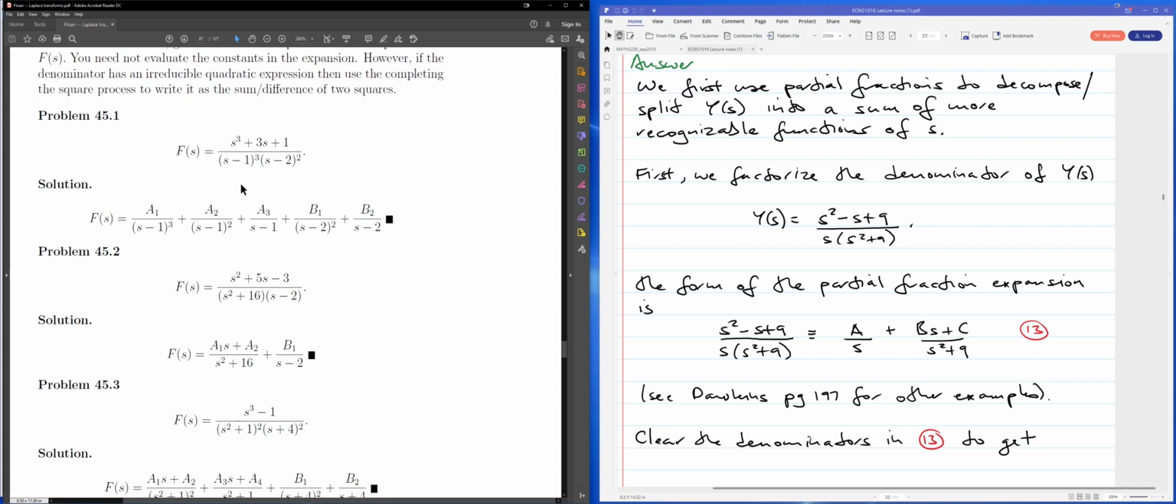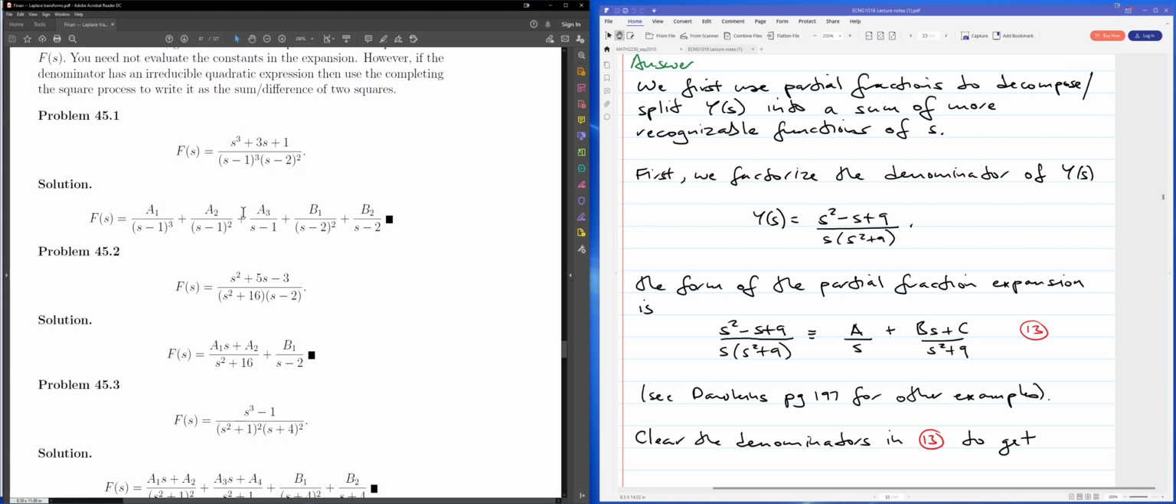Okay, so for this function of s here, the form of the partial fraction expansion would be based on the factorization in the denominator. Here, it's two different linear factors, both repeated, this one to the power 3 and this one to the power 2. Okay, so for the s minus 1 to the power 3, you're going to have three different partial fractions: one for s minus 1, one for s minus 1 squared, and one for s minus 1 cubed.